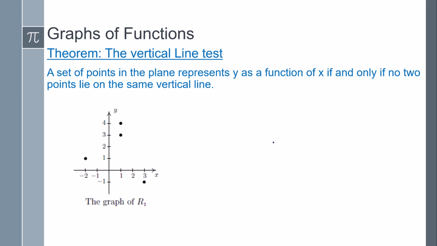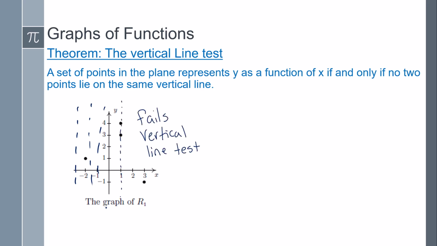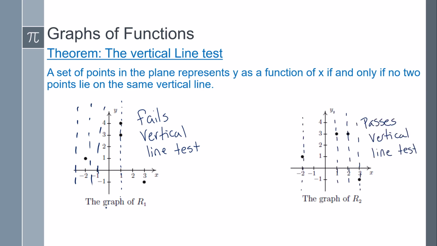So imagine you go through and you draw an infinite number of these vertical lines. If you can find one instance where it passes through 2 points, it's not a function. We would say it fails the vertical line test. So in this first one here, because it passes through 2 points, it fails the vertical line test, therefore it's not a function. But if we look at the second one here, I can draw an infinite number of these vertical lines. It only passes through 1 point, so we're going to say that it passes the vertical line test.